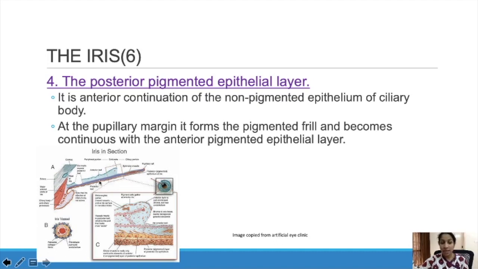So this is the iris and this is the ciliary body. So the iris is attaching in the middle of the ciliary body, and the red colored layer is the posterior pigmented epithelial layer, which is continuing with the ciliary body. It's continuing with the anterior pigmented epithelial layer of the ciliary body, and above this comes the anterior epithelial cells, and this is the stroma, and this thin line is the anterior limiting membrane, which is absent in the crypts. So this is about the iris.